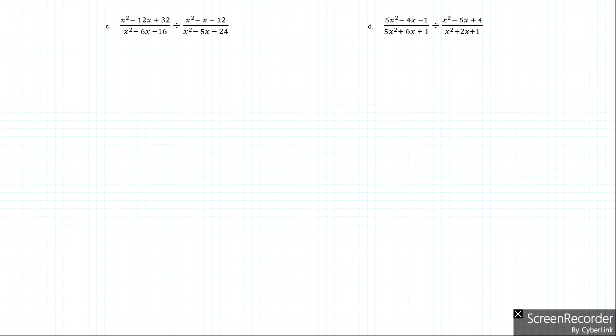Moving on to part C, we still want to go through the same strategy. So the first restriction I have is x squared minus 6x minus 16 is not equal to 0. Then I also want to make sure the other denominator is non-zero. But moreover, I want to make sure this entire expression that I'm dividing by is not equal to 0. So I want to make sure x squared minus x minus 12 doesn't equal 0. So these are the restrictions, and we can start solving from here.